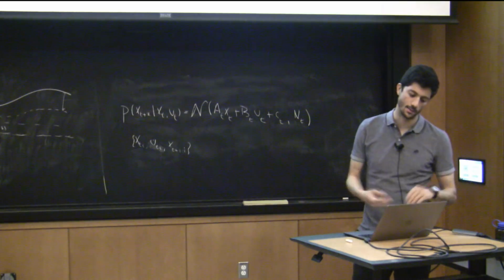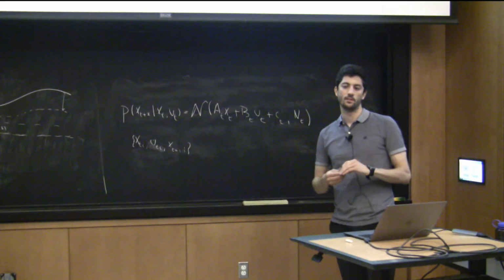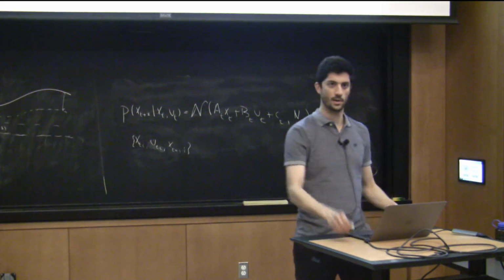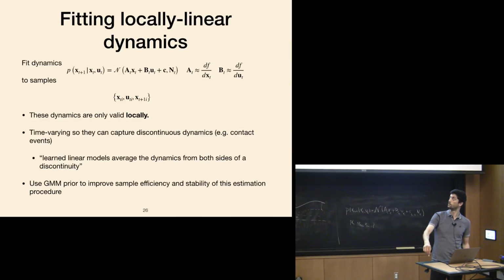Okay, so again, these dynamics are only valid locally. They're time varying, right? So if I think about a contact task like peg in hole, my dynamics when I'm in the air are completely different than my dynamics when I'm touching the table. But if I have this time varying thing, then I can have one dynamics there and one dynamics at the next time step that are very different. So this framework can handle, to some extent, discontinuous dynamics, which are the case in contact events.